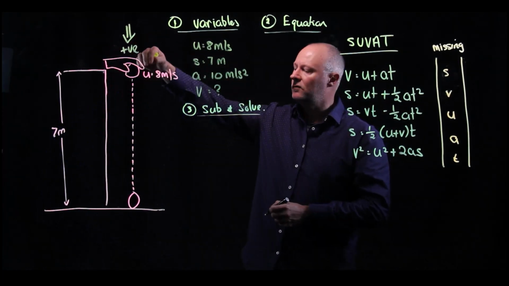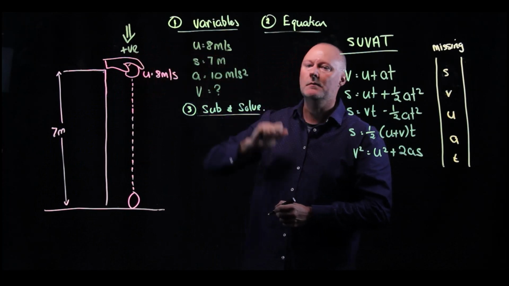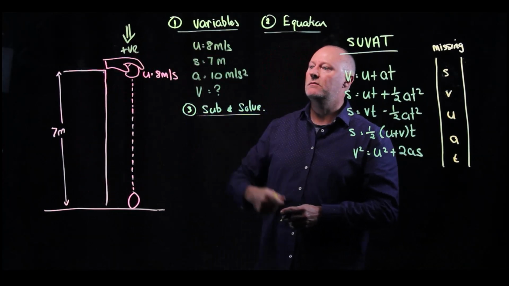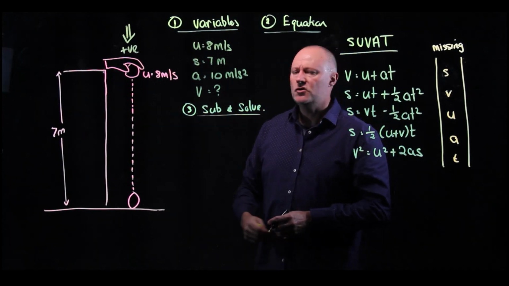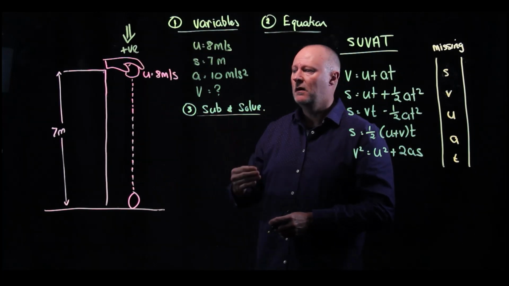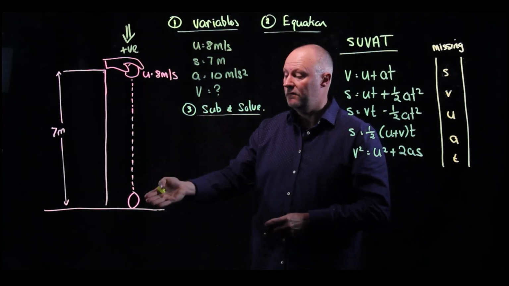So we know our initial velocity is downwards, a positive 8 meters per second. Our displacement is downwards, a positive 7 meters. Our acceleration is due to gravity, 10 meters per second squared towards the ground, which is also positive. And we want to know what our final velocity, v, equals.